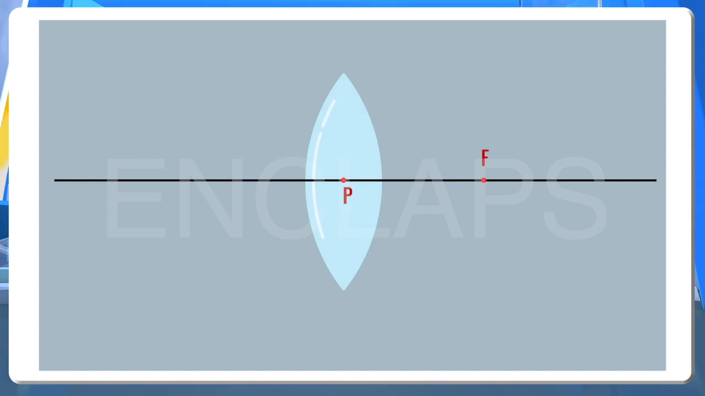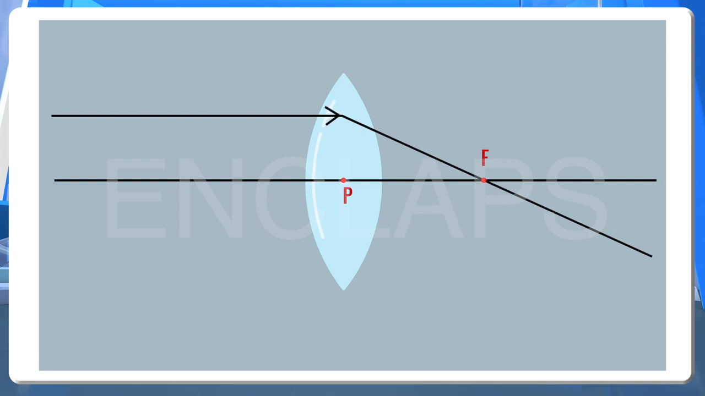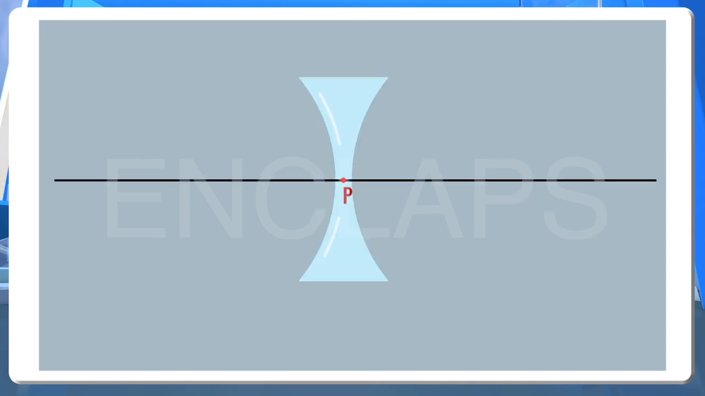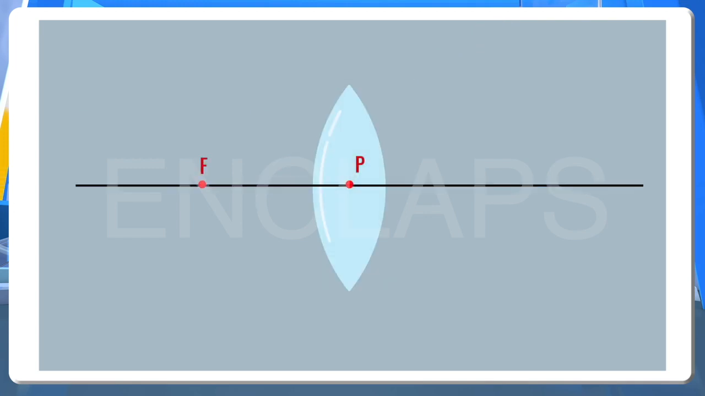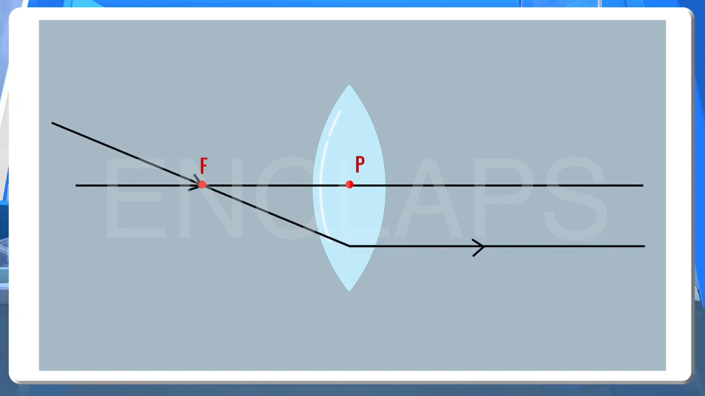A ray of light falling parallel to the principal axis of a convex lens will undergo a deviation and pass through the principal focus after refraction. A ray of light falling parallel to the principal axis of a concave lens will diverge away, and if we extend the ray in the opposite direction, it appears to diverge from the focus on the same side of the lens. A ray of light passing through the principal focus of a convex lens passes parallel to the principal axis after refraction.